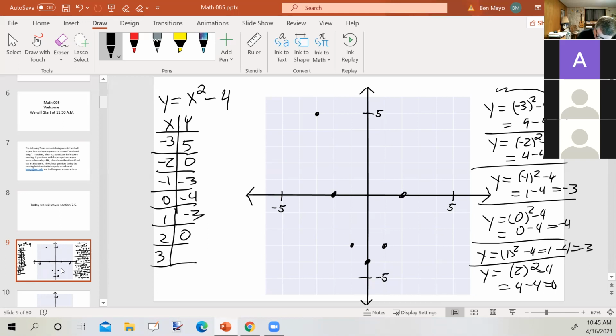And I'll come back over here. If x is 3, y is 3 squared minus 4, 9 minus 4, which is 5. And so, let's see if I can get my curve to line up there.